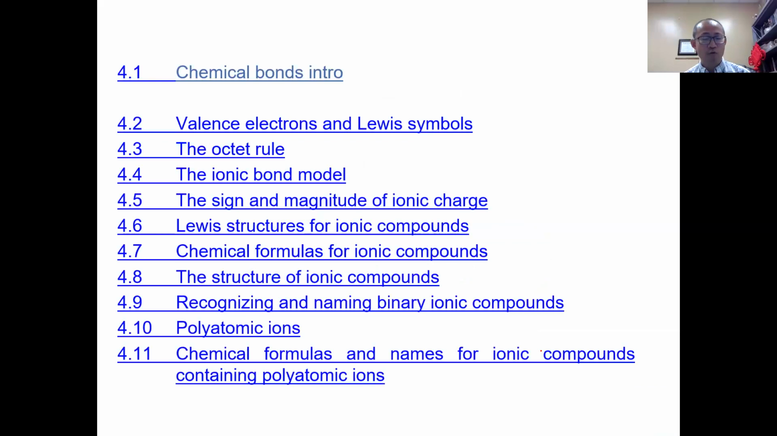This is the overall structure of the chapter. Like I said, 4.1, the bonding intro, we have already talked about. So in this chapter, we're going to talk about the concept called valence electrons, Lewis structures, the octet rule, and also the ionic compounds, including their formulas, structure, and naming. We're also going to talk about a special group of ions called polyatomic ions. So this is the overall structure of this chapter. Let's get started.